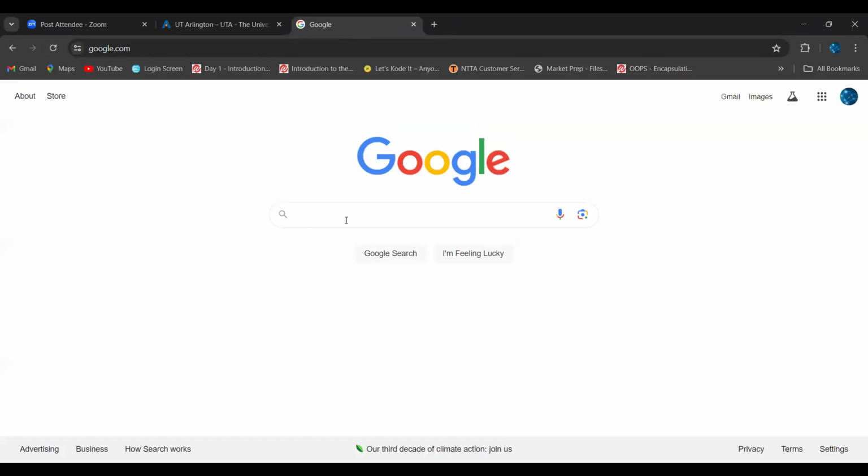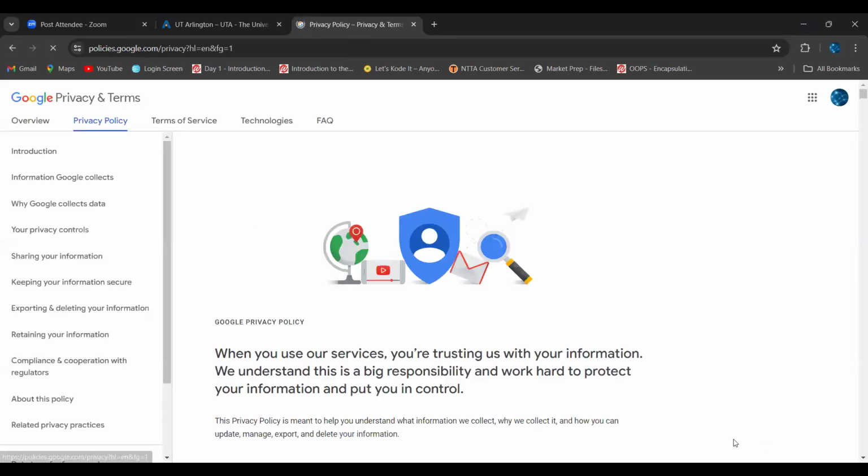Okay, going to this Google page right now. Has anyone ever clicked on these terms and conditions, privacy settings? Have you ever clicked on this before? Yes, rarely though.